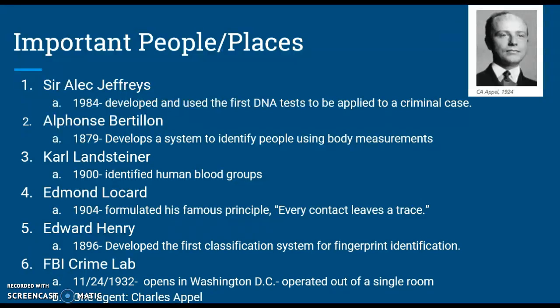And then the FBI Crime Lab. They opened up out of a single room in Washington, D.C., and they had one agent at the very beginning. And now they have multiple crime labs. We have an FBI office up at 7th Street in Deer Valley. If you drive by, it has a giant fingerprint on the sign. And Charles Appel was their very first agent, and that was back in the 1930s.